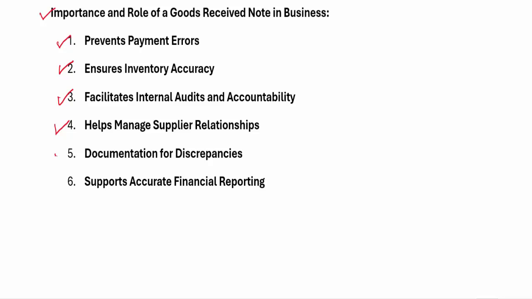5. Documentation for discrepancies. If there is a discrepancy in quantity or condition of goods, the GRN documents the problem. This is useful for addressing issues with the supplier, such as requesting a replacement or adjusting the invoice.